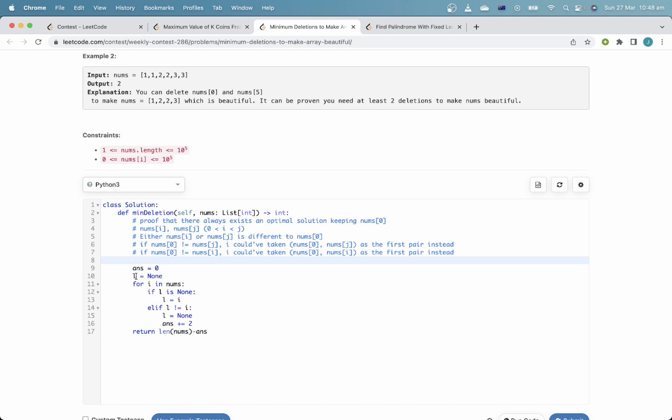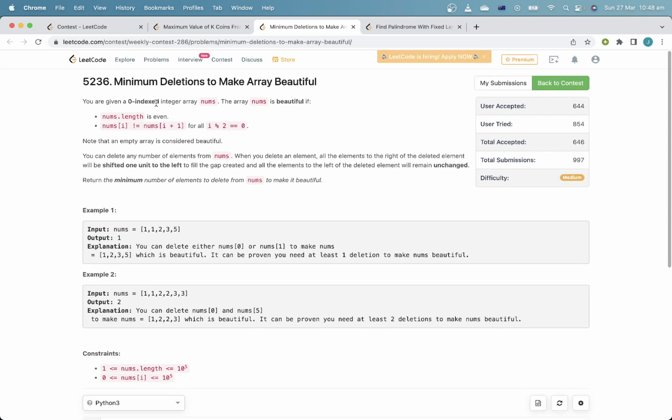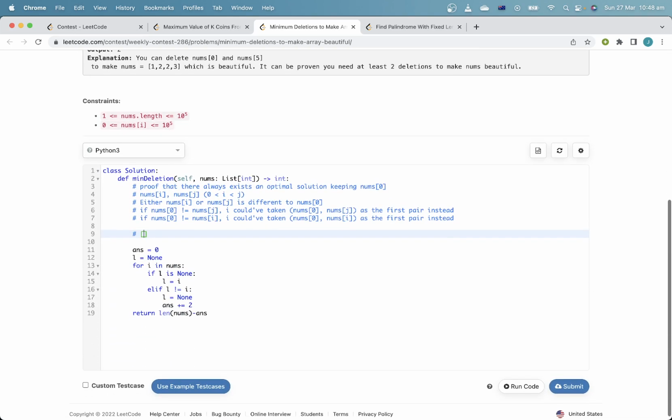So when I say pair, I mean that in the resulting list, let's say I end up with 3, 4, 6, 8. I mean that I'm having 3 and 4 as a pair and 6 and 8 as a pair, just in case that was confusing. Now, L, when I iterate through my list, L will represent the first element of the current pair which I'm building.